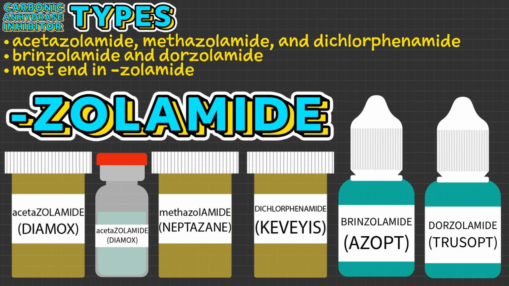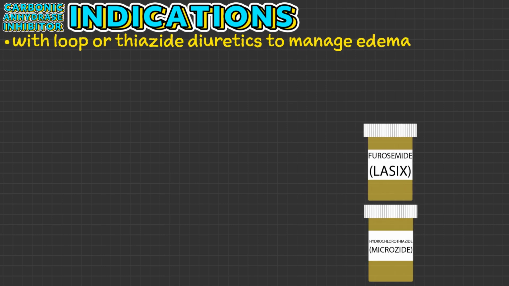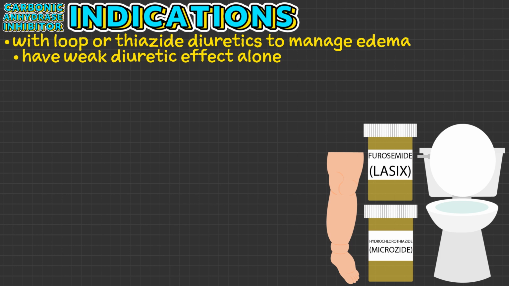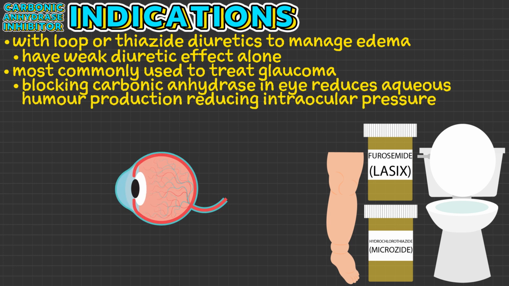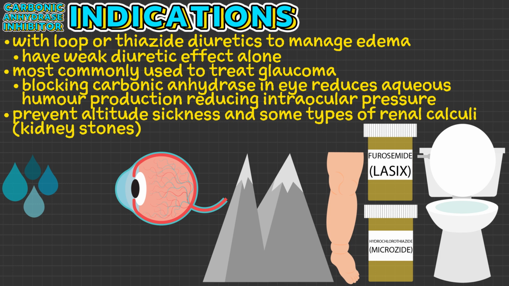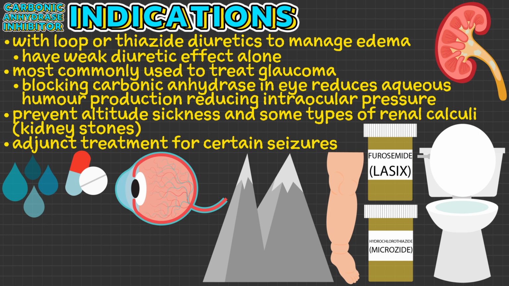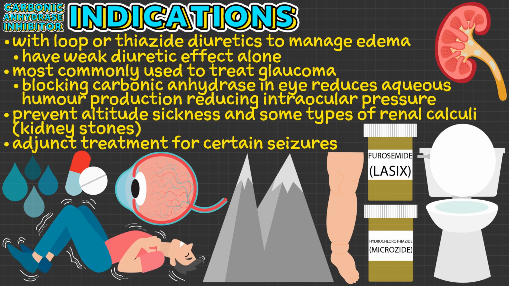Most carbonic anhydrase inhibitors can be easily memorized by noticing that most end in zolamide. Carbonic anhydrase inhibitors are typically used with loop or thiazide diuretics to manage edema, as they have a weak diuretic effect alone. However, carbonic anhydrase inhibitors are actually more commonly used to treat glaucoma, as blocking carbonic anhydrase in the eye reduces aqueous humour production, reducing intraocular pressure. And finally, they can also be used to prevent altitude sickness, some types of renal calculi or kidney stones, and as an adjunct treatment for certain types of seizures.